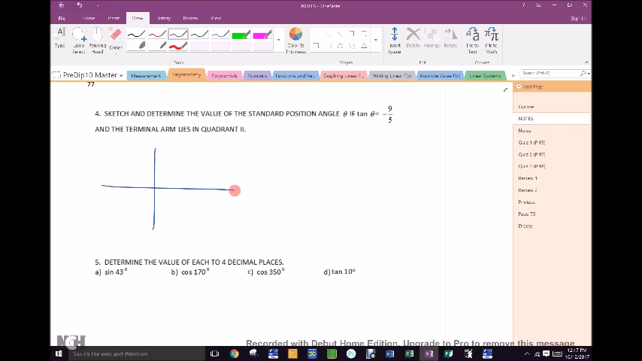I will remind you of this. Sine is y over hypotenuse. Cos is x over hypotenuse. Tan is y over x.